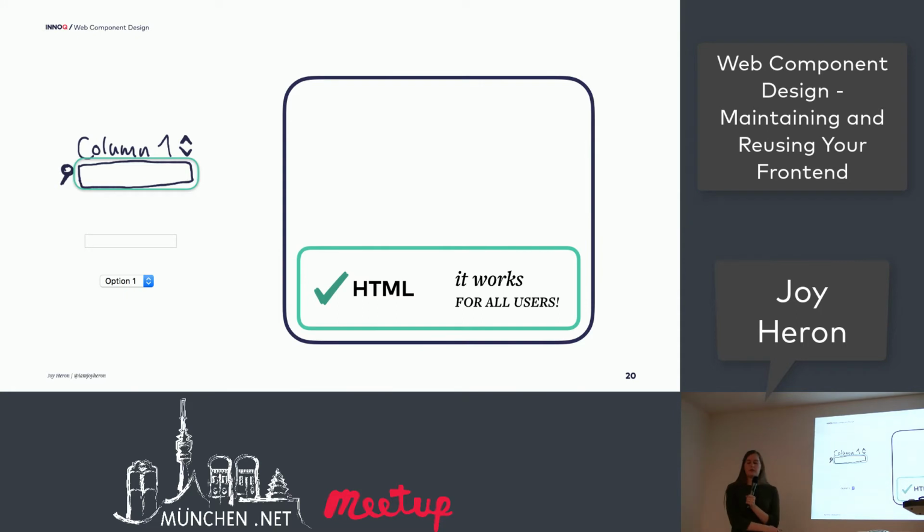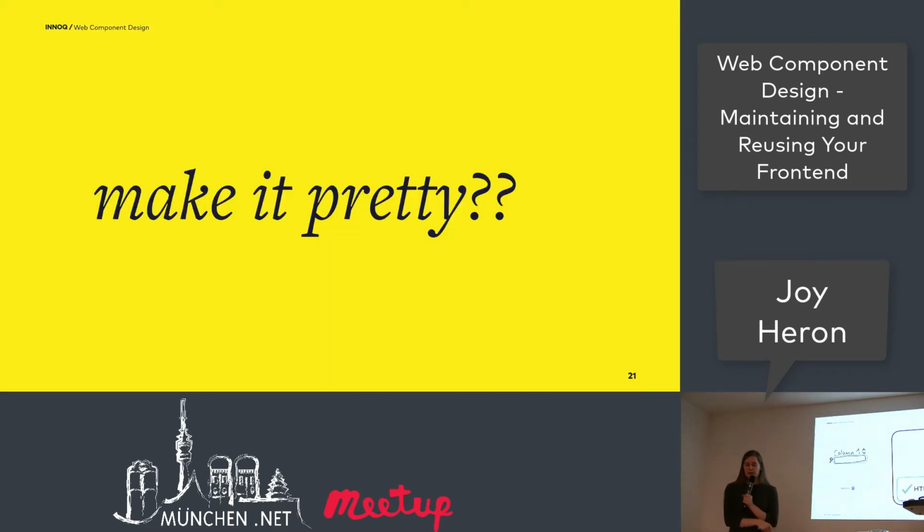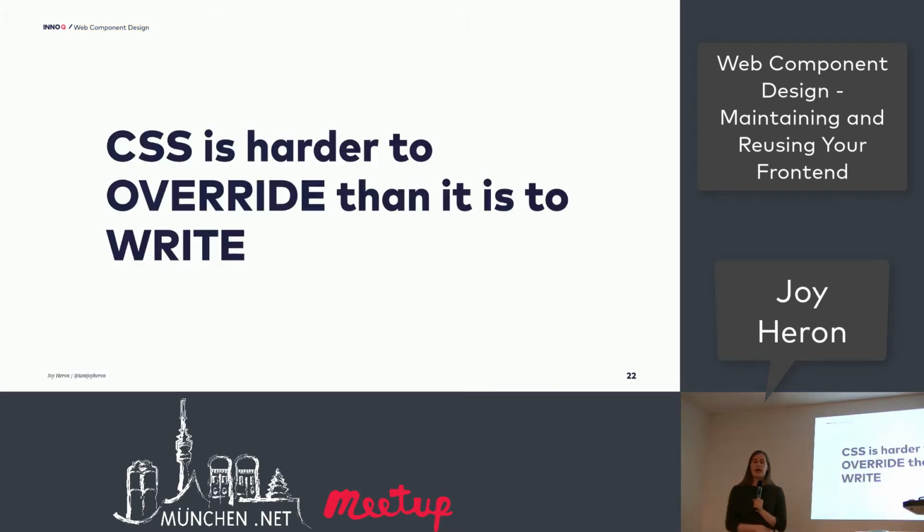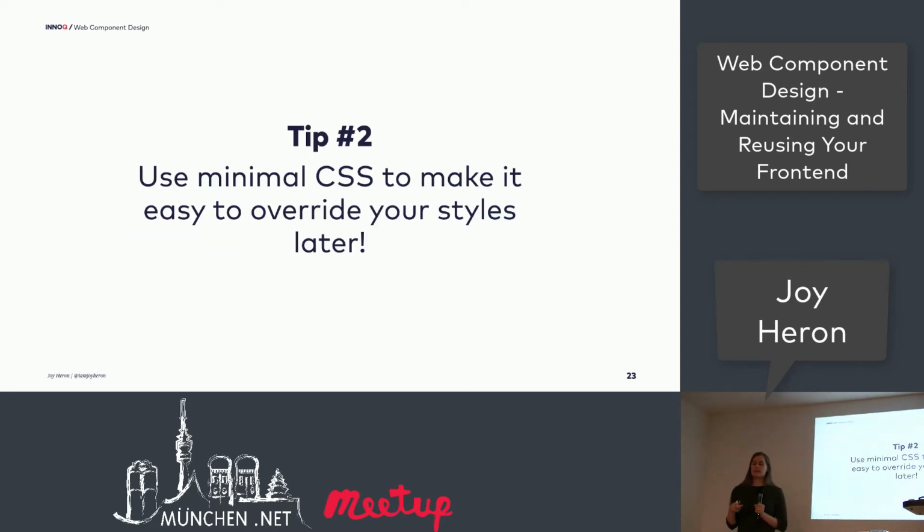Now we have an HTML component which works for all users. And the next step in my process is that I make it pretty. But here I have 2 question marks, and the reason is that we're going to use CSS to make it pretty, but CSS is actually harder to override than it is to write in the first place. And so my tip for this is that if you want to write a web component which is reusable in as many contexts as you possibly can imagine, make the CSS minimal. If you don't like how some things look visually, you can add some minimal CSS, but keep it in your head that it should be easy to override your styles later.